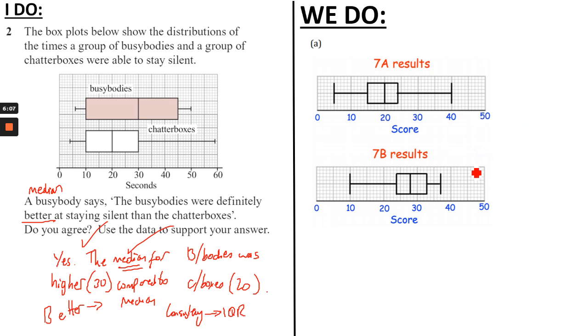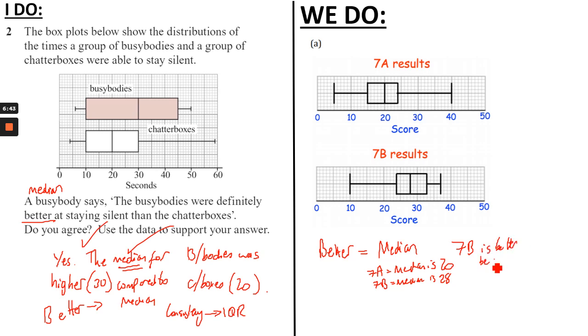Okay, so if we were to discuss the ones on the right, we've got two classes, 7A and 7B, that have done a test. Who is better? Who has done better? Well, that is where we're looking at the median. So which class has the better median? Well, 7A, the median is 20. 7B, the median is 28. So which class has done better? 7B is better because it has a higher median.